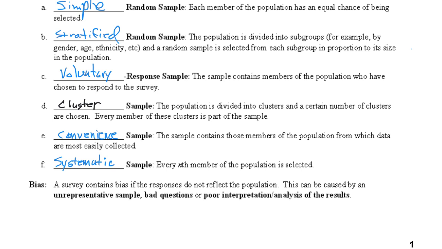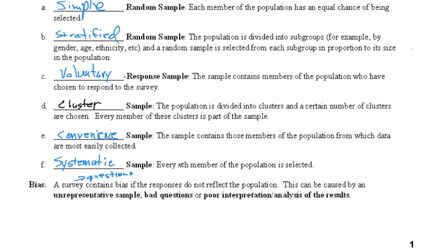Now, the only problem with this thing called surveys, okay? A survey is questions that you're asking people, right? And a survey contains bias if the response does not reflect what everyone in the country believes, or what the population believes. Now, this can be caused by an unrepresentative sample, bad questions, or poor interpretation of the results.